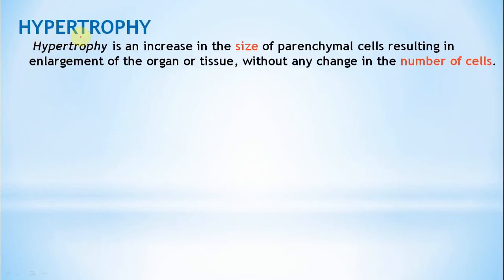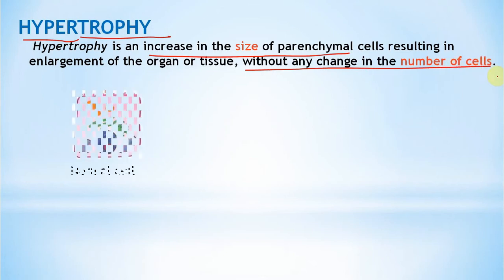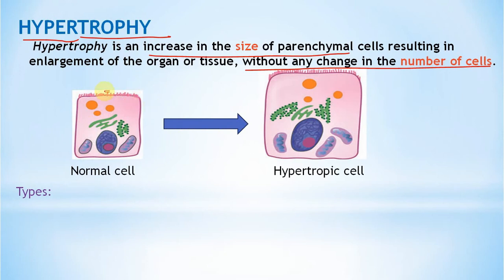Hypertrophy: the word trophy means nourishment and hyper means more. In hypertrophy, there is increase in size of the parenchymal cells resulting in enlargement of the organ or the tissue. But note here that there is no increase in the number of cells. As you will appreciate in the picture, there is a normal cell and there is increase in the cell size in case of hypertrophy. It is caused by increased functional demand or by hormonal stimulation.